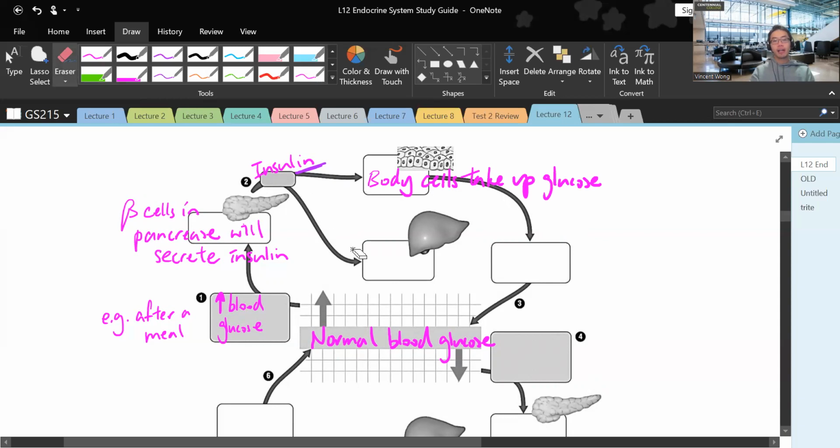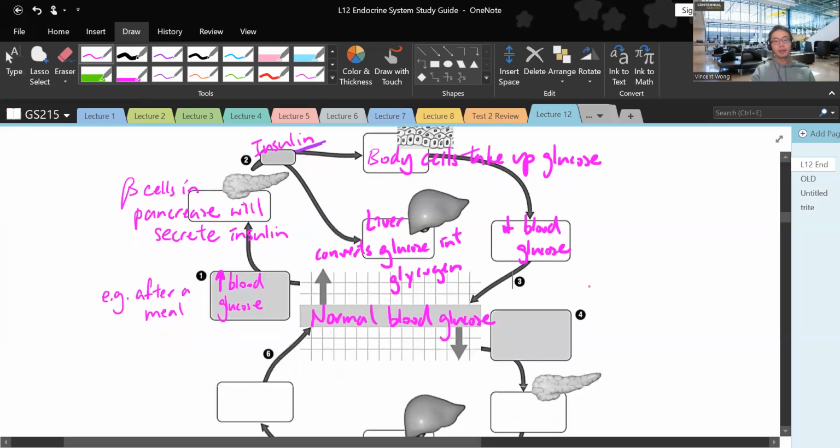And if you still have excess, then that's going to go to the liver. Okay, so the insulin will cause the liver to convert glucose into glycogen. Excuse me. Glucose, and this is glycogen. That's the storage form of carbohydrate, right? You might remember that from previous semester. So together, these actions will lower blood glucose. All right.